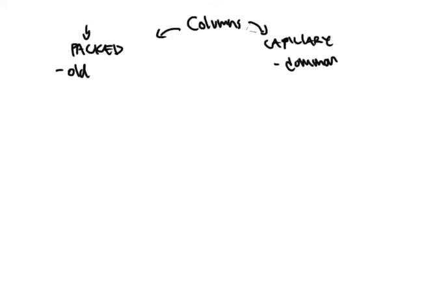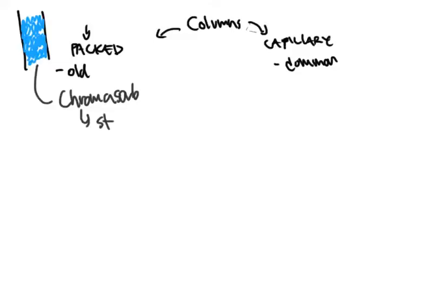The packed column on the inside, why do we call it packed? Well, it's basically a tube, and this tube is filled with stuff. Traditionally, a white looking powder that goes on the inside. And this white looking powder has a name, and that's typically called chromosorb. This chromosorb is what we would refer to as the stationary phase.